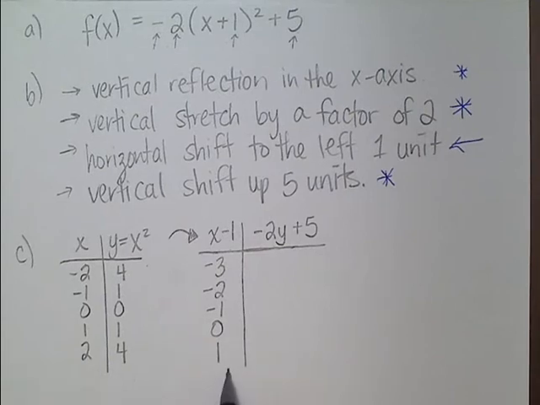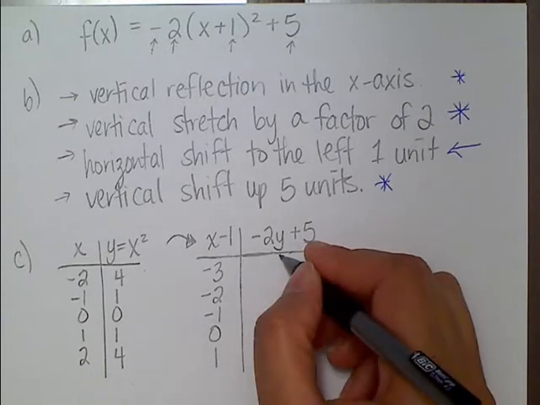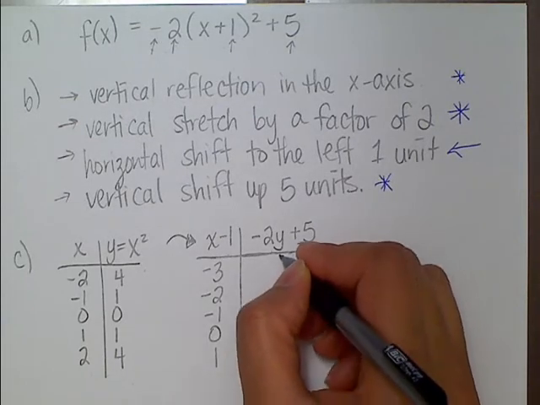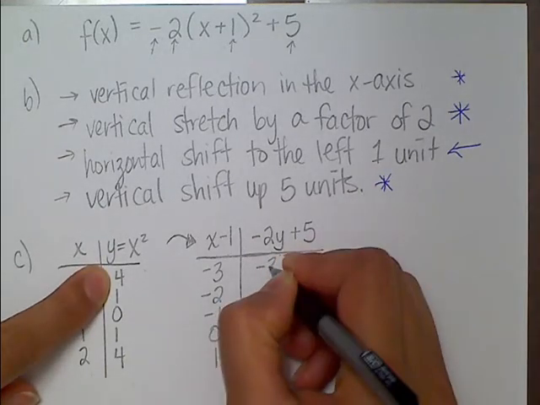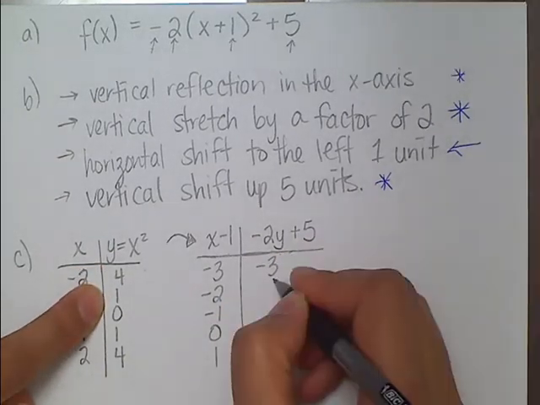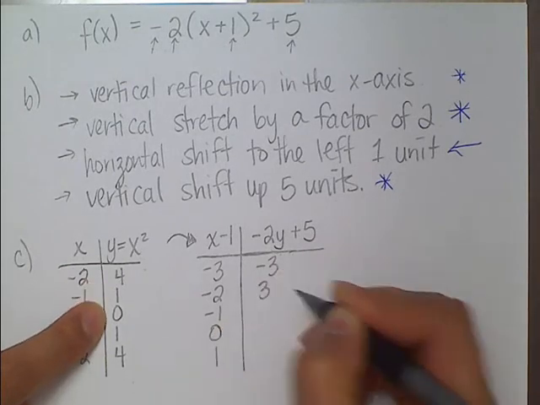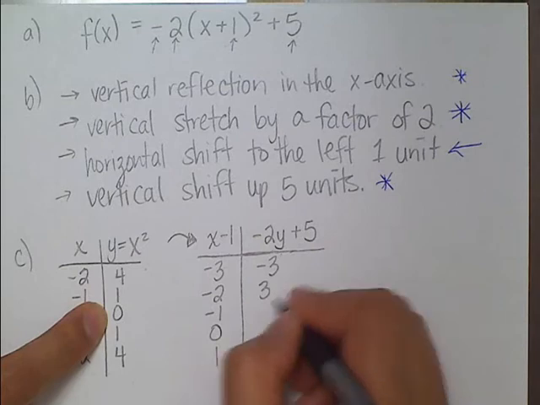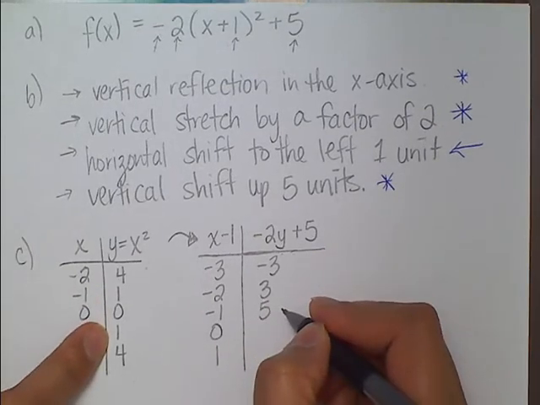So these are where the x values have moved to once you shift the graph to the left one. Okay, so let's look at the y coordinates. I'm going to multiply them by negative 2 and then add 5. So negative 2 times 4 is negative 8, plus 5 is negative 3. Negative 2 times 1 is negative 2, plus 5 is 3. Negative 2 times 0 is 0, plus 5 is 5.